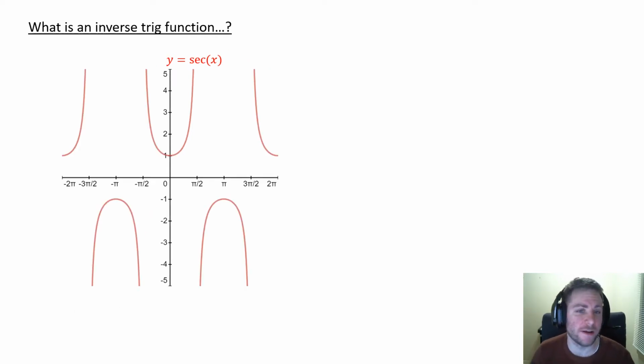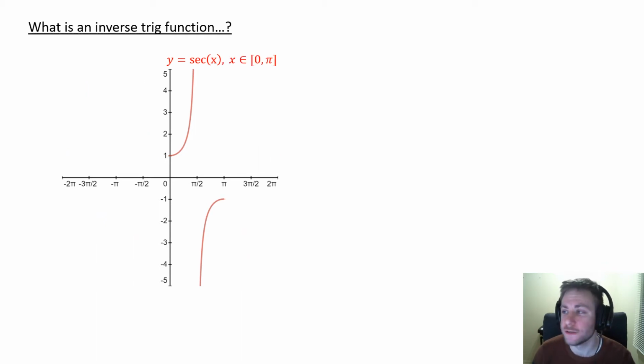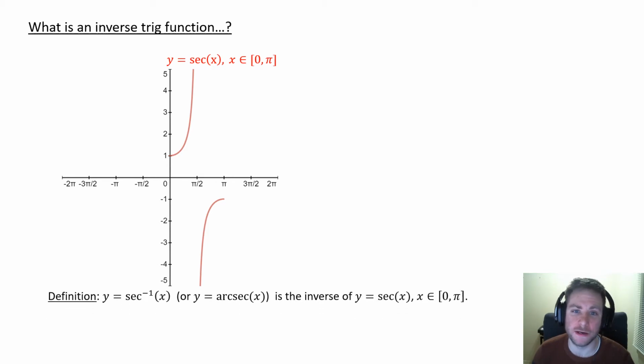What about the secant function? You can see here that the graph of secant x also doesn't pass the horizontal line test. So we restrict the domain just to this interval from 0 to pi, and with that, we can define inverse secant, otherwise known as arcsecant.